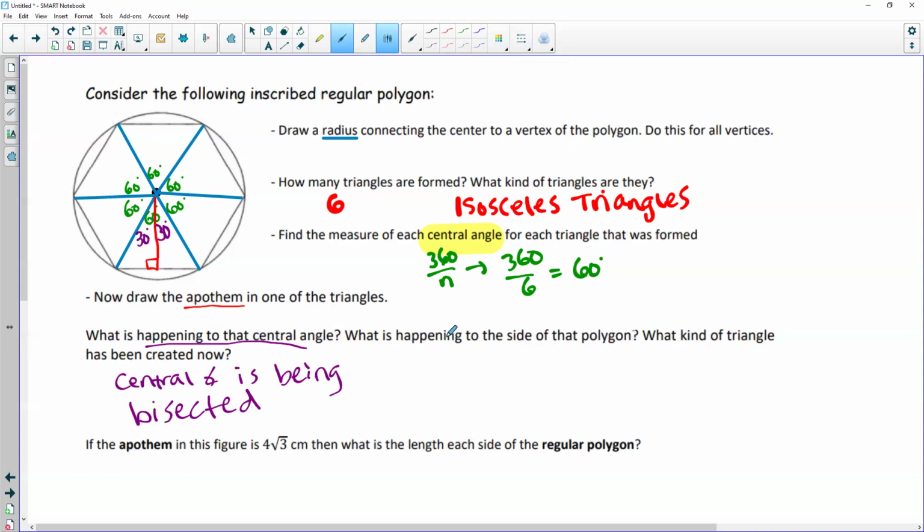And it's asking you what is happening to the side of that polygon. Well, I mentioned earlier that if it's an isosceles or equilateral triangle, when you drop in an altitude, it's a bisector. Not only is it bisecting this angle at the top, but it's also bisecting this side at the bottom. So what is happening to the side of the polygon? Also being bisected.